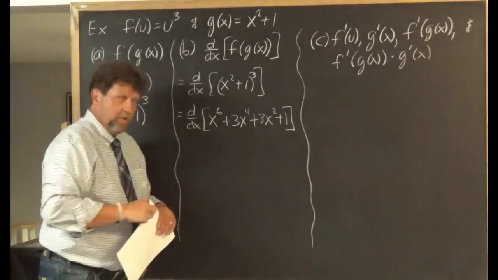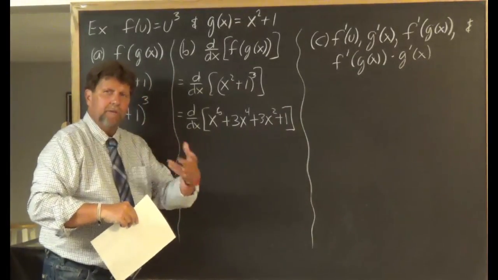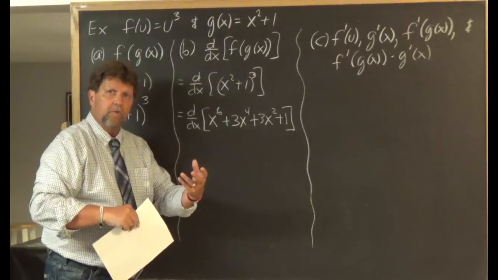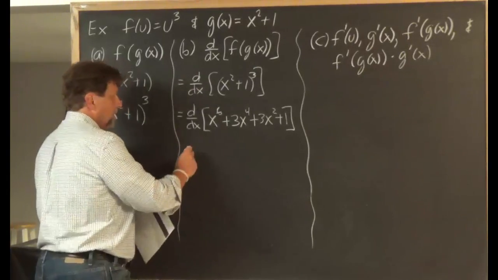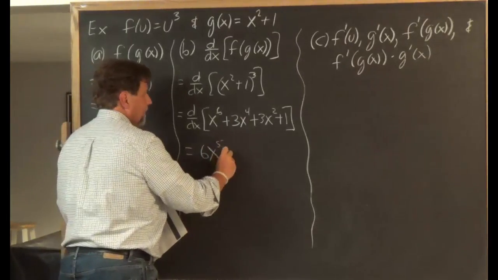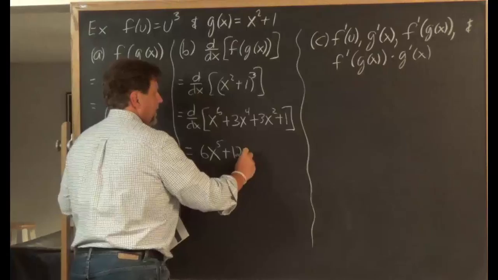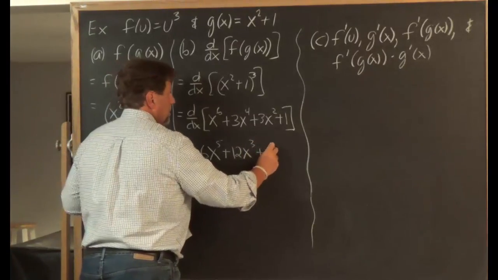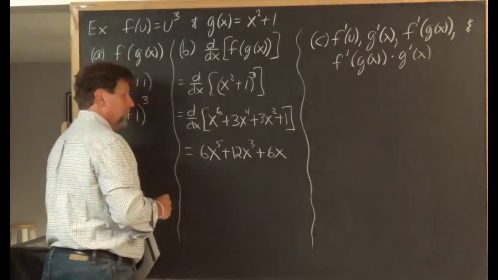Well, now we can get the derivative of this. We can do term-by-term differentiation. It's using the sum rule in conjunction with the power rule to get the derivative to be 6x to the 5th plus 12x cubed plus 6x.